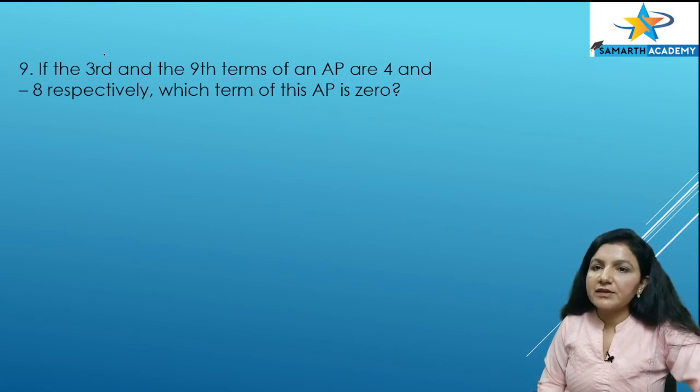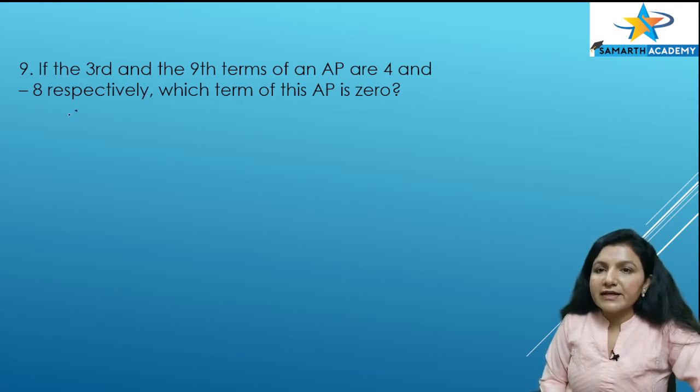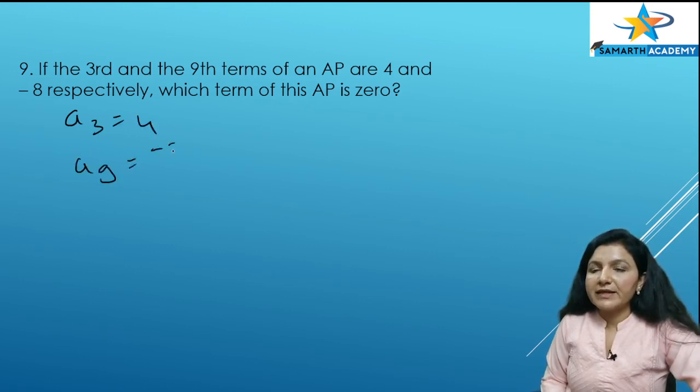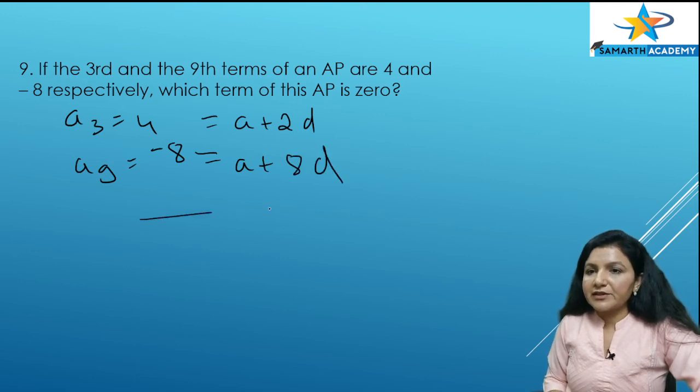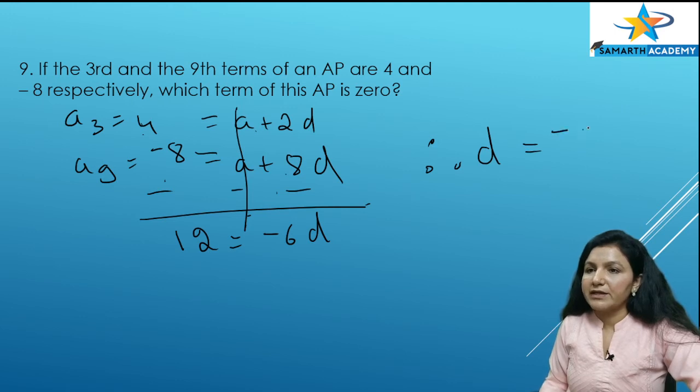Next question: if the third and the ninth terms of an AP are 4 and minus 8 respectively, which term of the AP is 0? So let's write A3 is equal to 4 and A9 is equal to minus 8. So what is A3? A plus 2D. A9 is A plus 8D. Subtract the given equations to eliminate one variable. A gets cancelled. 4 minus of minus 8 is plus 8. So it will be 12 is equal to 2 minus 8, that is minus 6D. Therefore, D is equal to 12 by minus 6, which is minus 2.